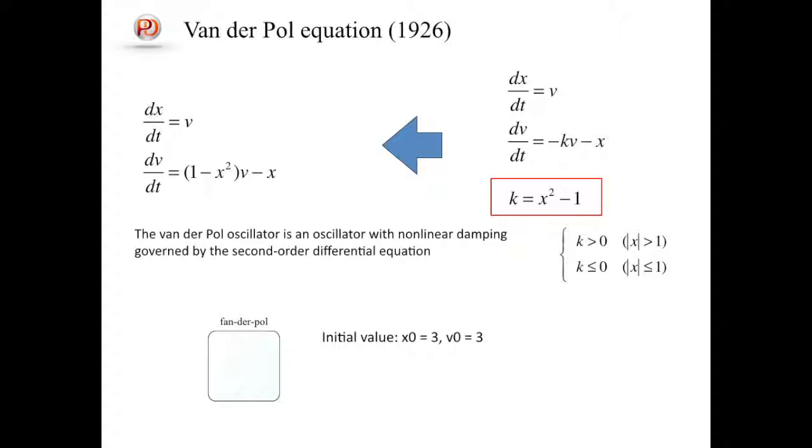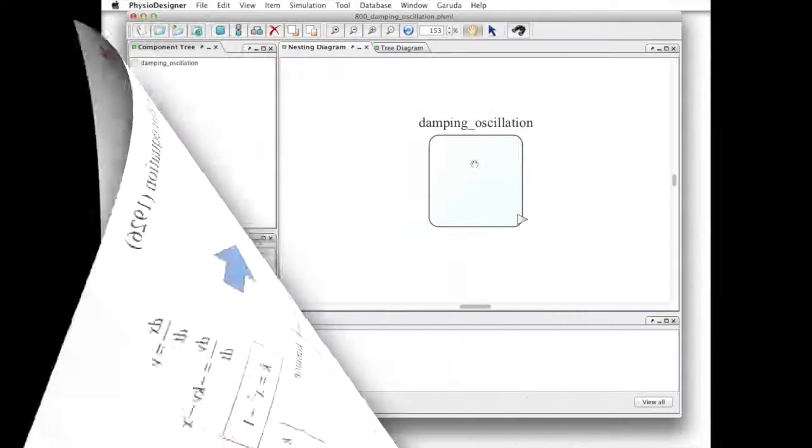Notice that when the absolute value of x is larger than 1, the value of k becomes positive. Hence the oscillation is damped, and when the absolute value of x is smaller than 1, then k is negative, meaning the oscillation amplitude enlarges. We'll use x equals 3, v equals 3, as the initial values of the variables x and v.